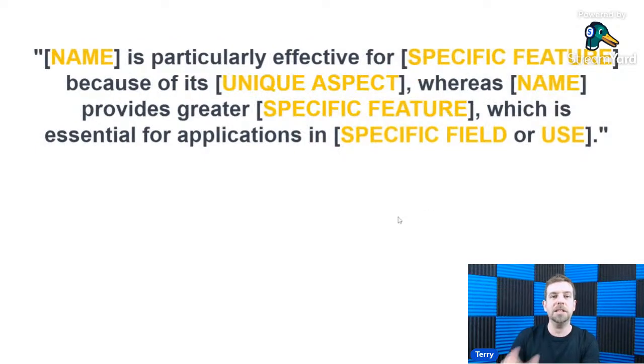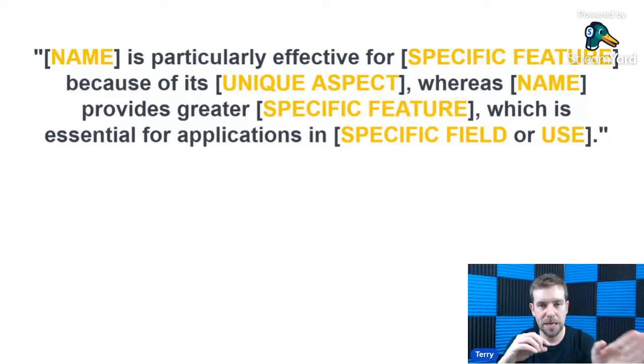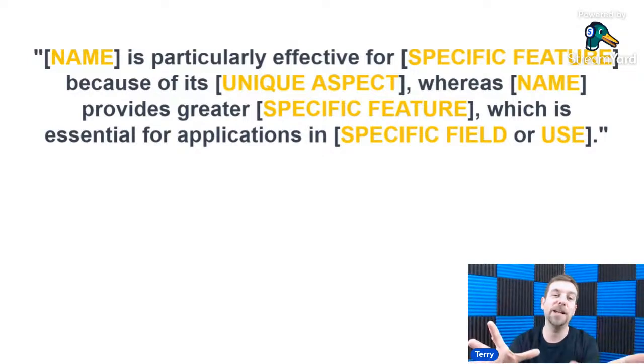So let's look at the next one. Again, the yellow letters you will replace with your answers. So name is particularly effective for a specific feature because of its unique aspect, whereas name provides greater specific feature, which is essential for applications in specific field of use. So again, the yellow letters you are going to replace. You're going to take your information and start to build your answer.